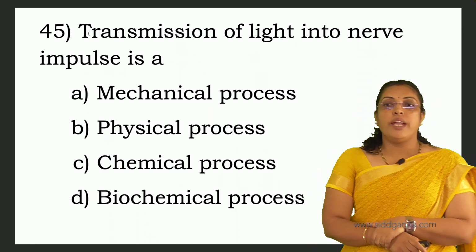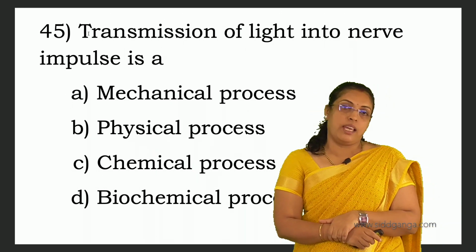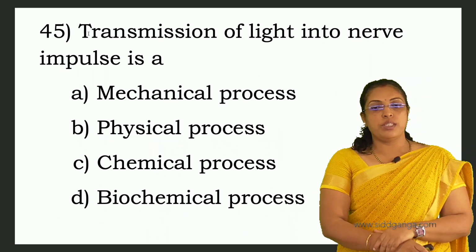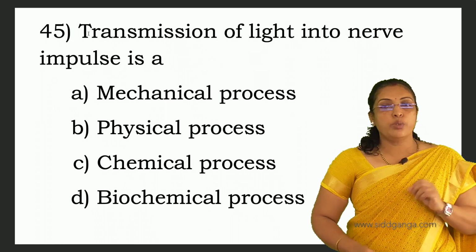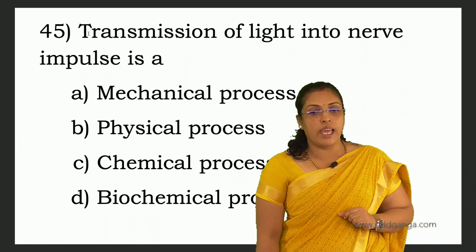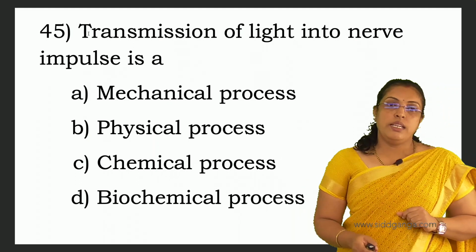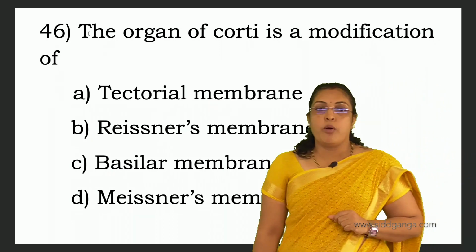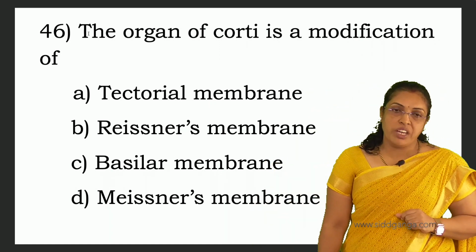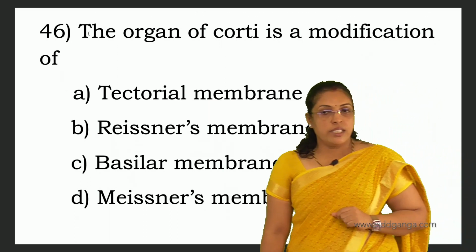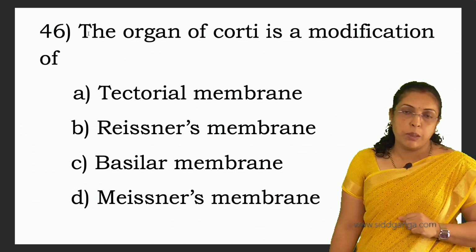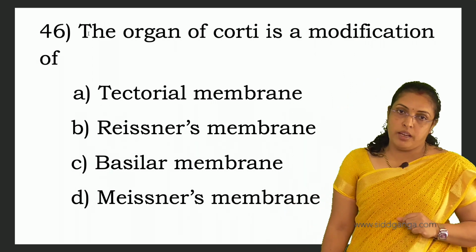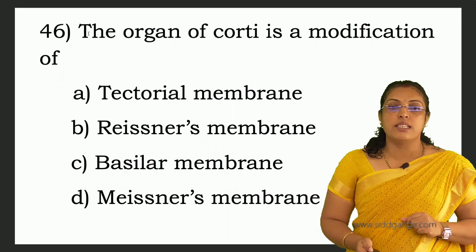Transmission of light into nerve impulse: they have given mechanical process, physical process, chemical process and biochemical process. So transmission of light into nerve impulse is a biochemical process. D is the answer. The organ of Corti is a modification of tectorial membrane, resinous membrane, basilar membrane, or mesinous membrane. So the organ of Corti is a modification of basilar membrane. Understood? So for 46, C is the answer.